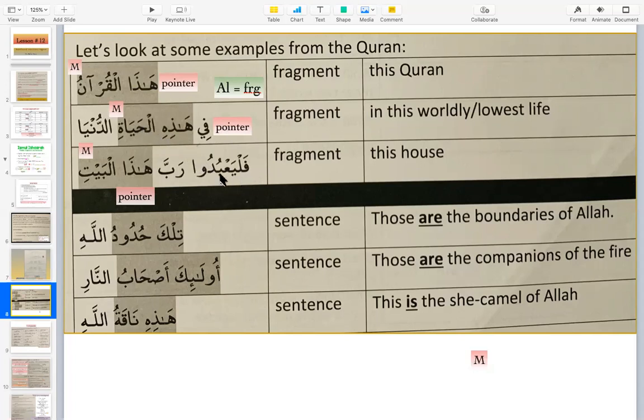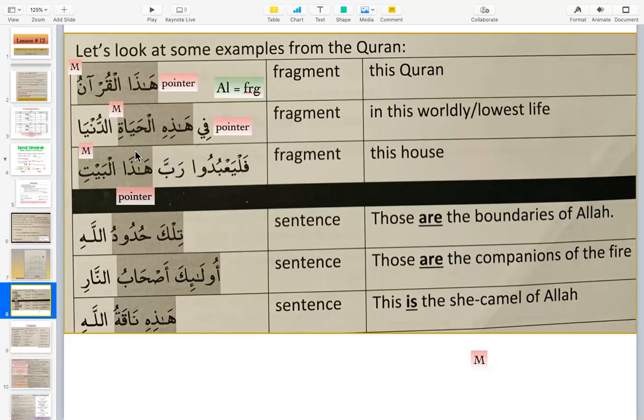Then we have fal ya'budu rabba hazal bayti. Fal ya'budu, so they should all. Ya is over here, they. So they all should do what? Worship. They all should worship Rabba, Rab. Now Rabba is light. When something is light, we always need to think why. There is nothing coming before it to make it light, right? So then sometimes we can look ahead.